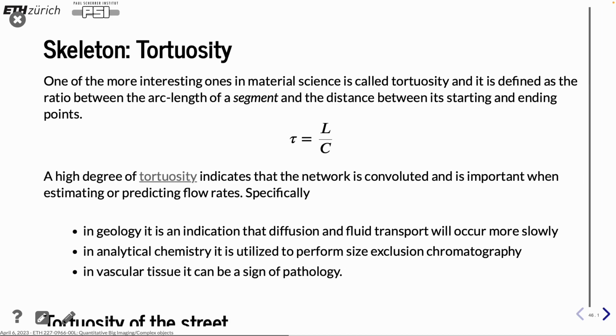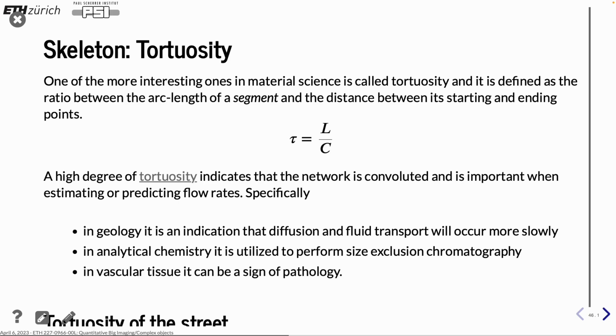Another piece of information we can look at is the skeleton tortuosity. That is the ratio between the length between the endpoints in the skeleton element and the curve that it draws. With that ratio, we can tell how complicated the network is.